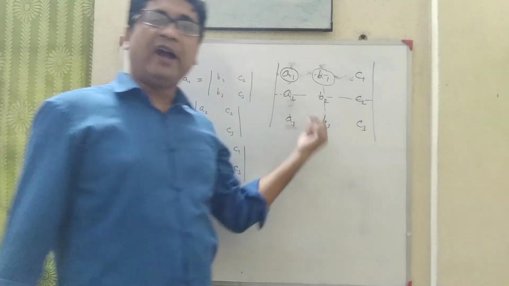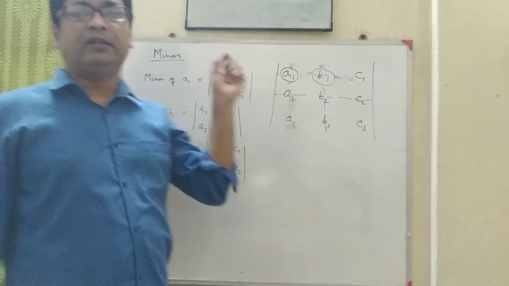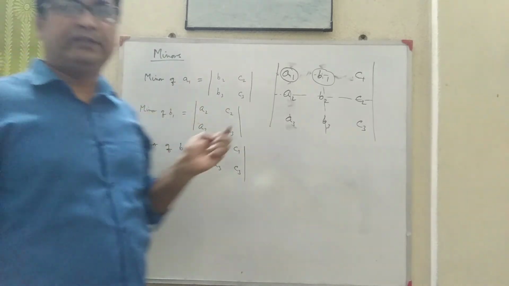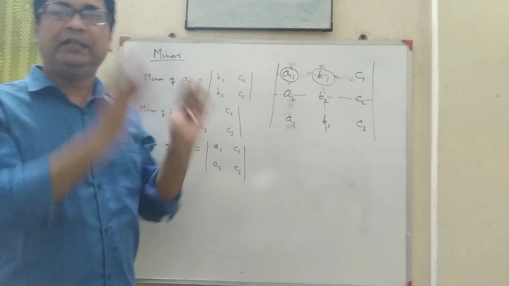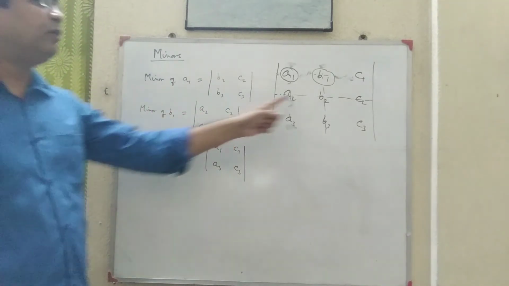So to find the minor of any element, you just have to see which row and which column the element lies in, and that row and that column you have to cover up, and the remaining elements in determinant form will be the minor of that particular element.